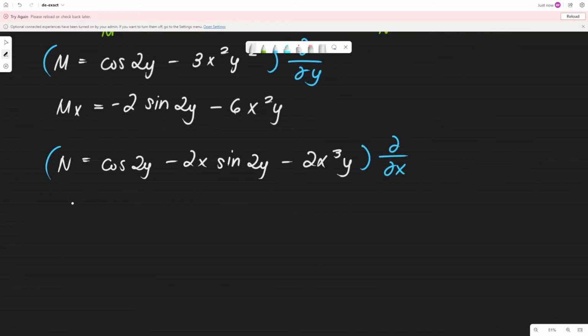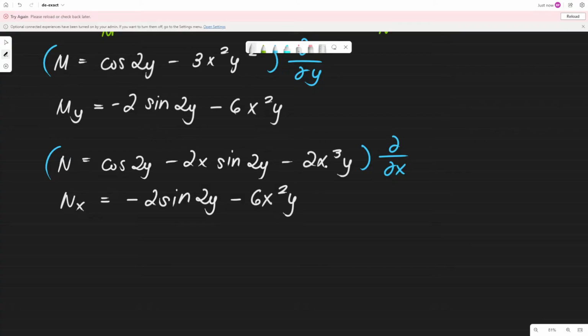So, we have n, oh sorry, this is not mx, this is my, sorry. So this is nx, so we have the partial derivative of cosine 2y in respect to x is 0, because we have no x function, so 0 automatic. Then we have here negative 2 sine 2y. The partial derivative of 2x in respect to x is simply 2. So then for this one, we will have negative 6x squared y.